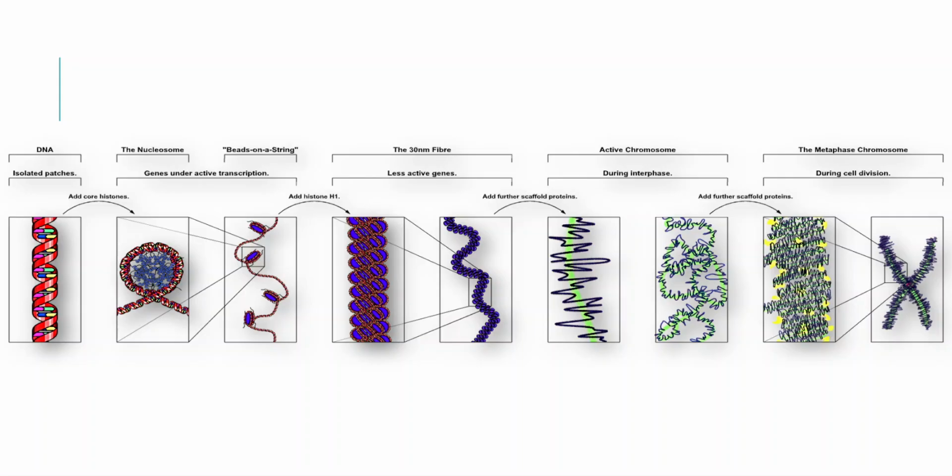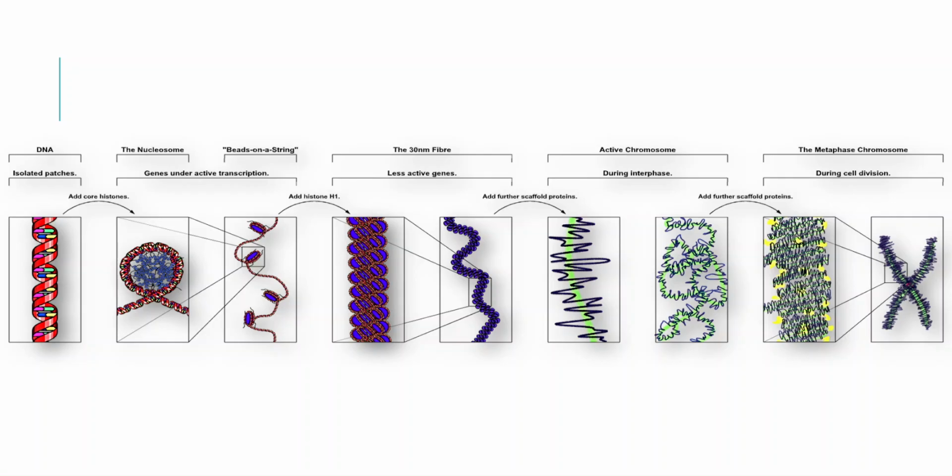Okay, and this 30 nanometer fiber further condenses with the help of scaffold proteins, which are also called the non-histone proteins. They are the SMC group proteins and topoisomerase 2 alpha. These scaffold proteins further condense this 30 nanometer fiber and make it into a specific chromatid molecule. With further condensation in the metaphase, at the end of prophase, you will see the whole compact structure of the chromosome, along with the centromeres and the kinetochore proteins.